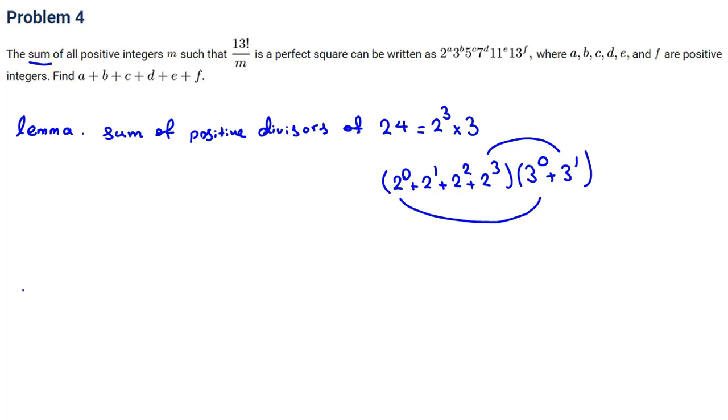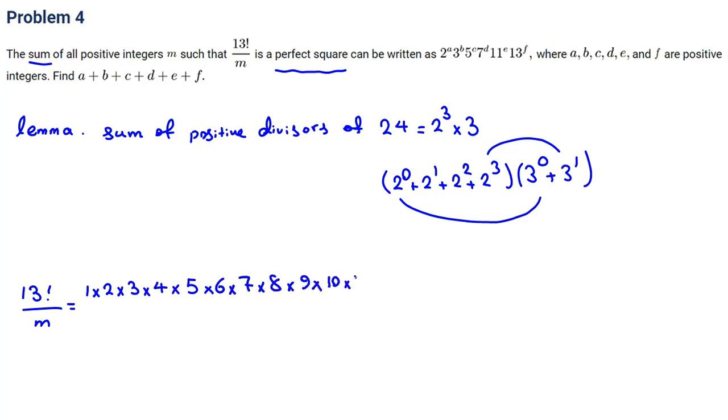Now let's focus on the problem. We have 13 factorial over m, and it should be a perfect square. Because it should be a perfect square, what should we do on 13 factorial? Yes, we should prime factorize. You can use formulas, but we prefer to solve it without important formulas, only with ideas. 9, 10, 11, 12 over m. So let's consider the power of 2.